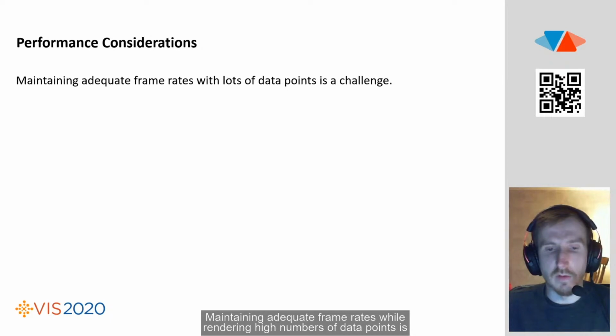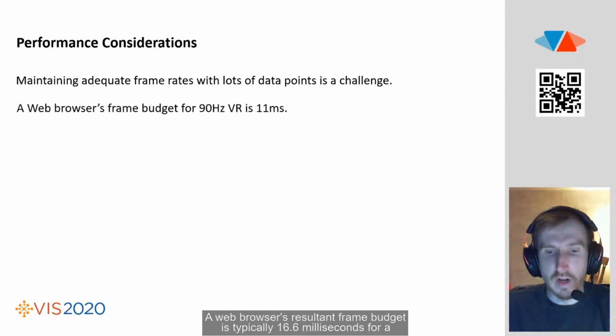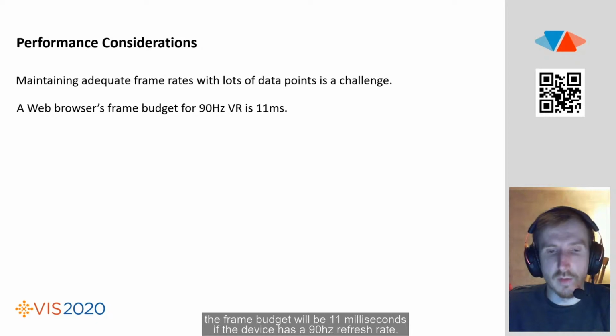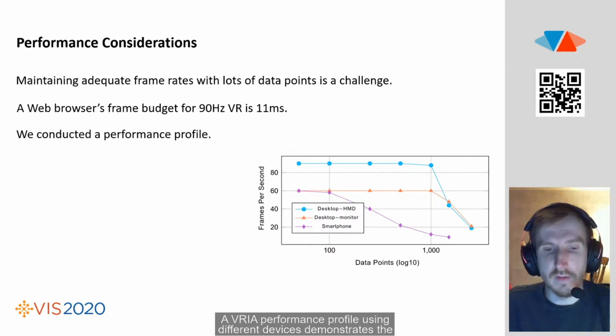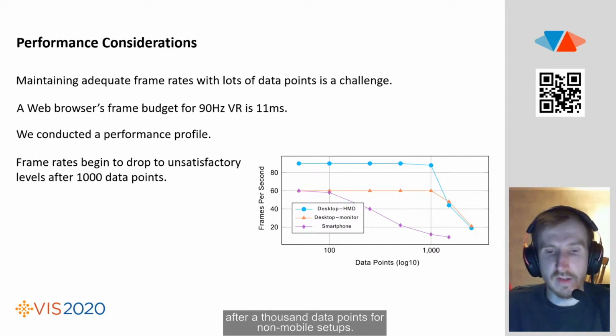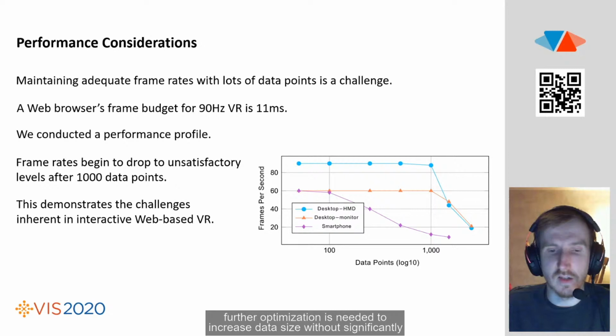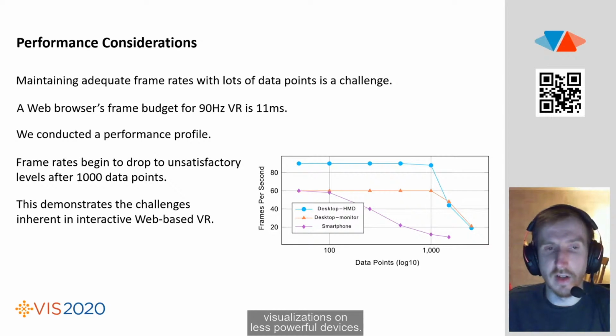Maintaining adequate frame rates while rendering high numbers of data points is one of the most challenging aspects of building a VR experience. A web browser's resultant frame budget is typically 16.6 milliseconds for a common 60Hz display, but for a VR scene using a HMD, however, the frame budget will be 11 milliseconds if the device has a 90Hz refresh rate. A Vria performance profile using different devices demonstrates the challenges inherent in web-based VR, with frame rates dropping significantly after 1,000 data points for non-mobile setups. While Vria does incorporate its own optimizations to improve performance, further optimization is needed to increase data size without significantly impacting frame rates in interactive, immersive, web-based visualizations on less powerful devices.